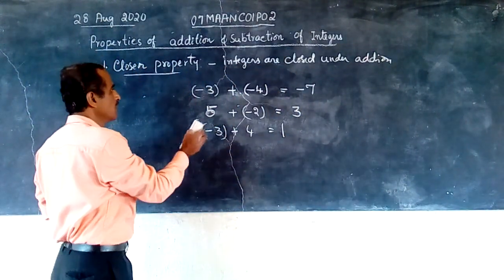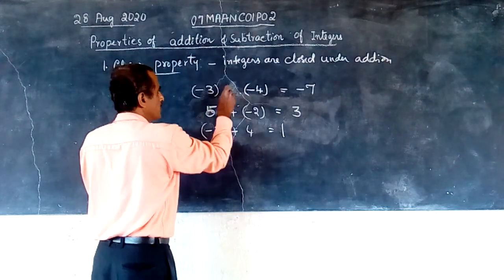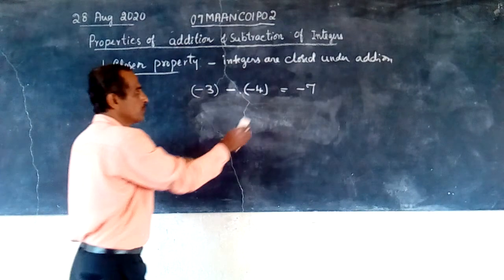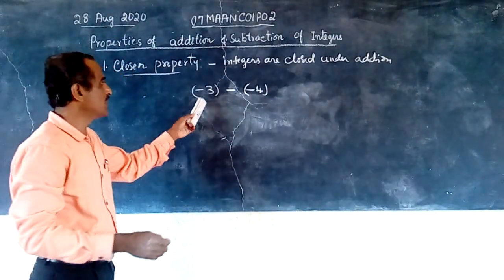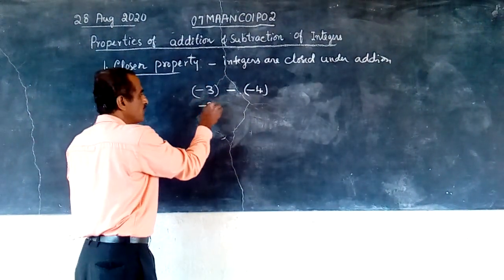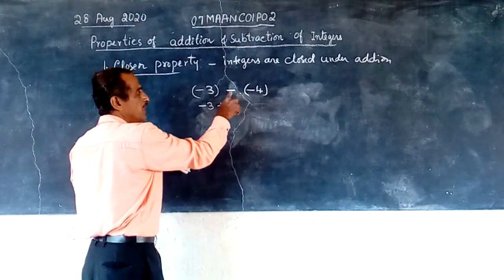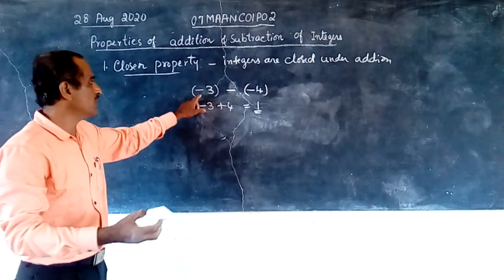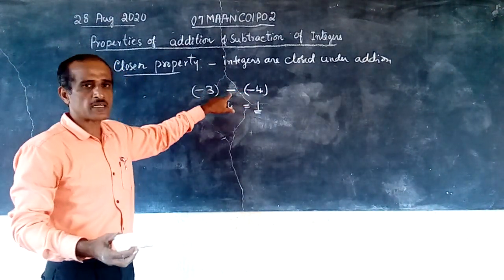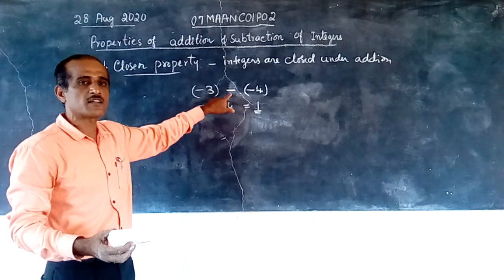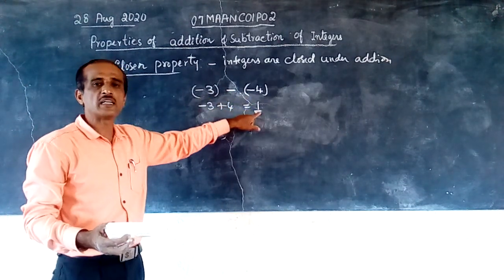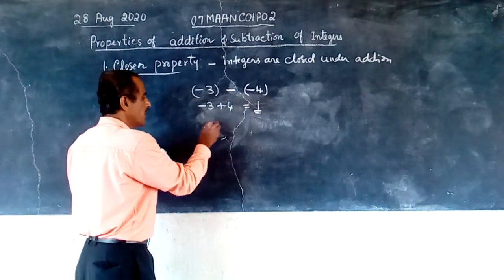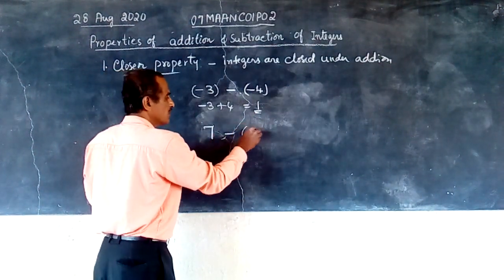What about subtraction? Now let us see. If you subtract, minus 3 minus 4, what is the answer of this? Minus 3 minus minus 4 means minus 3 plus 4. Minus of minus is plus. The answer is 1. See here, minus 3 and minus 4 are subtracted. Two integers are subtracted. The result is also an integer. It may be positive or negative. It is an integer. Or see 7 minus 6.